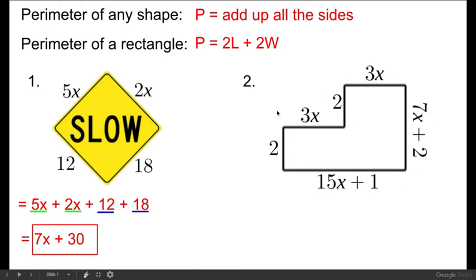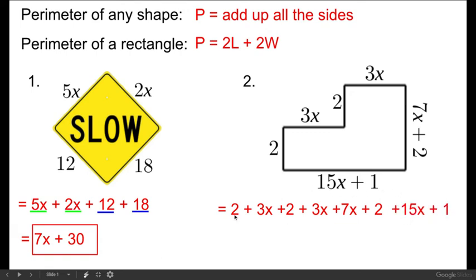So I'm going to start right here with 2, and then I'm going to add this one, 3x, and then I'm going to add 2, and then I'm going to add this one, which is a 3x, and then I'm going to add this one. This entire side is 7x plus 2. So I'm adding that, and then my last side that I have is 15x plus 1.